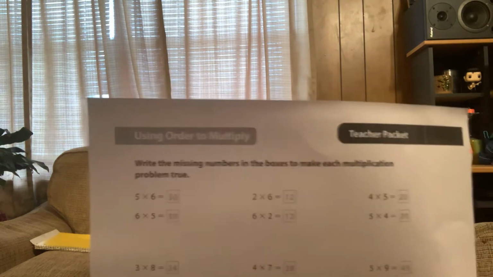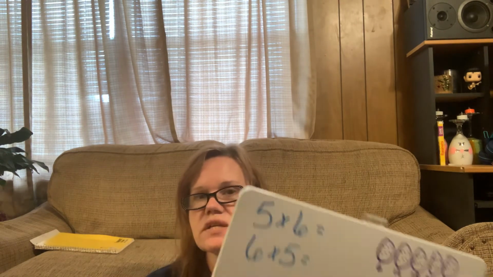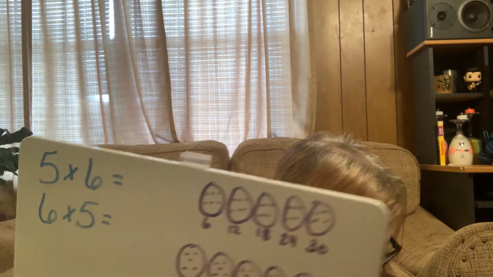So here's the sheet that we need to do: use the order to multiply. We've kind of talked about some of this before, so this one shouldn't take as long either. So I went ahead and wrote problem number 1 down. 5 times 6 equals what? And 6 times 5 equals what?